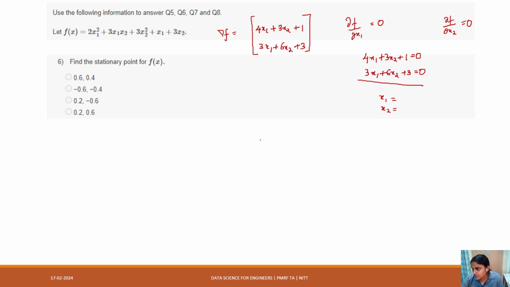Okay, I'm getting the answer as C. Okay, that's right. So I'll be getting the answer as 0.2 and minus 0.6. So the accepted answers are 0.2 and minus 0.6.